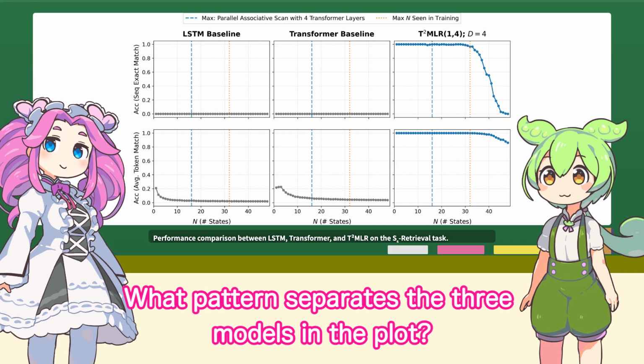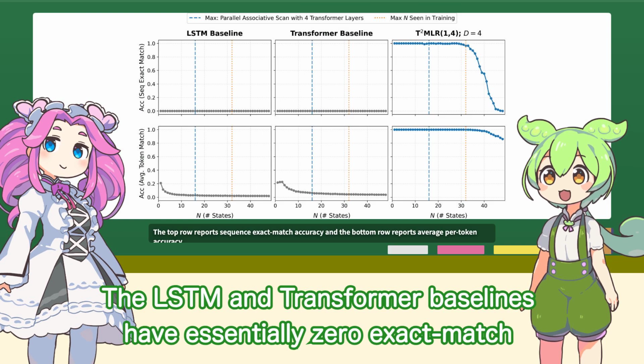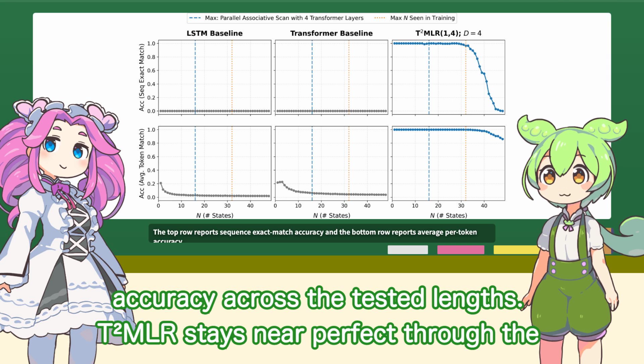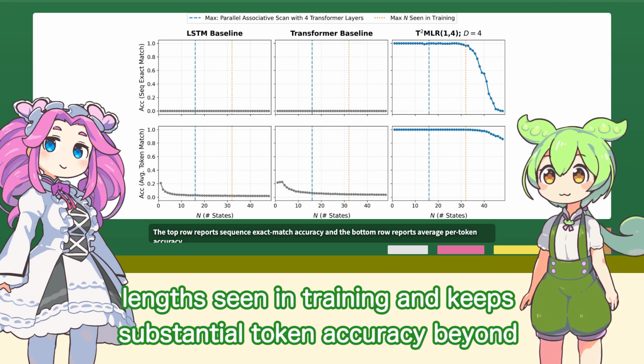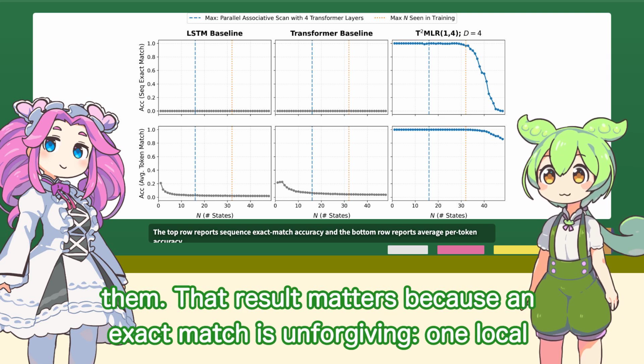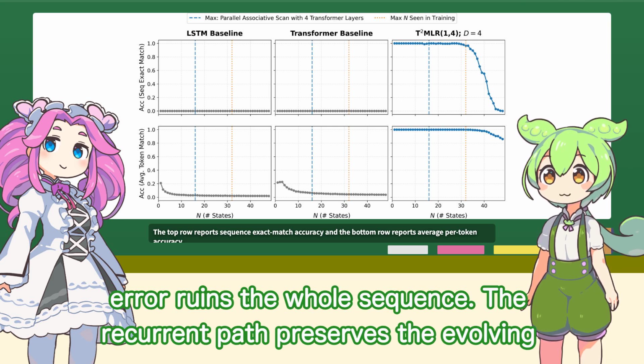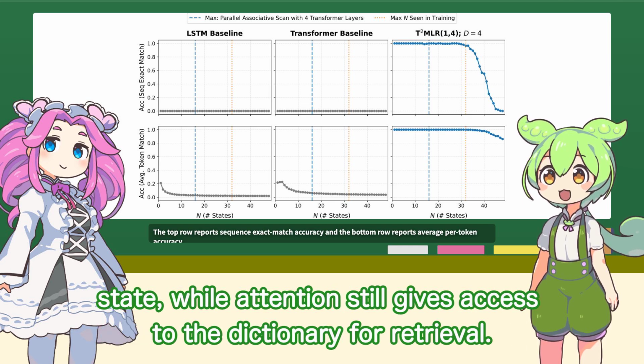What pattern separates the three models in the plot? The LSTM and transformer baselines have essentially zero exact match accuracy across the tested lengths. T2MLR stays near perfect through the lengths seen in training and keeps substantial token accuracy beyond them. That result matters because exact match is unforgiving. One local error ruins the whole sequence. The recurrent path preserves the evolving state, while attention still gives access to the dictionary for retrieval.